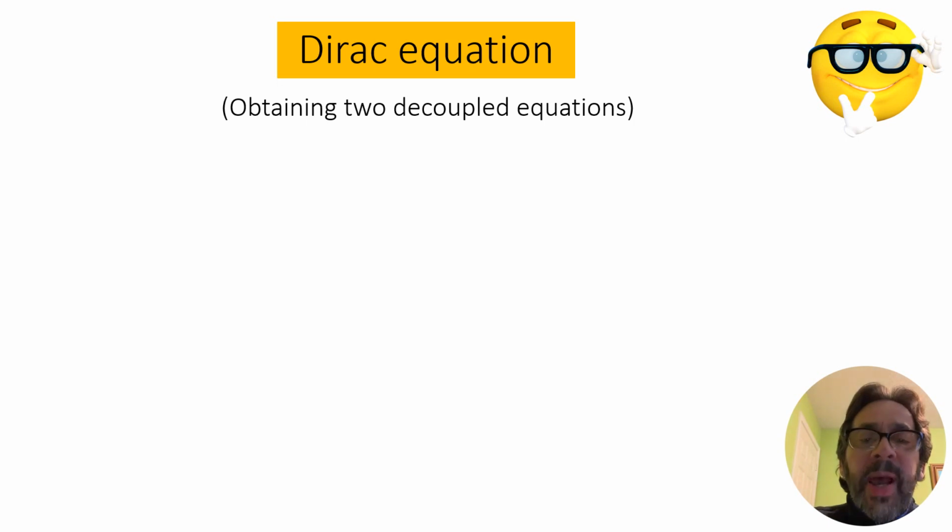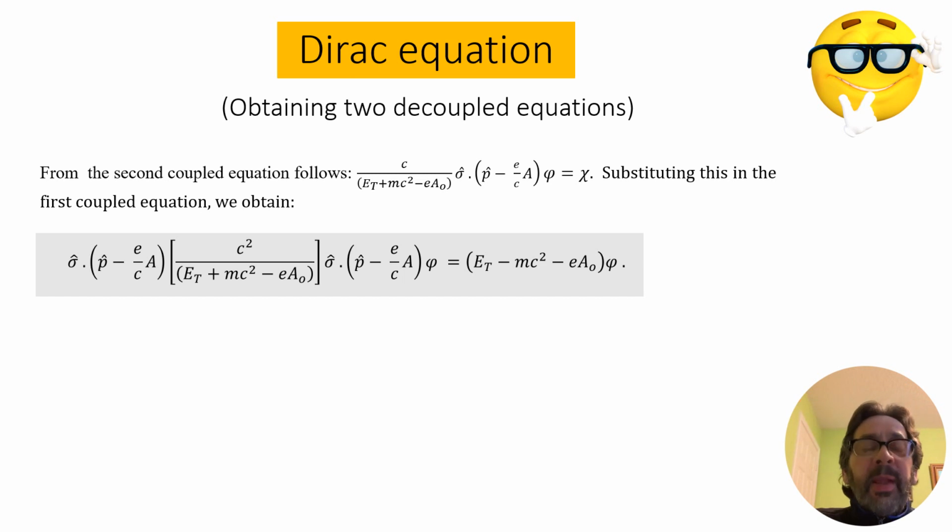Then let's now obtain the decoupled equations from the set of two coupled equations. From the second coupled equation that we showed in the slide before, the following equation follows. Substituting this in the first coupled equation, we obtain the equation below. This is the decoupled equation. With this equation, we can obtain phi, the spinor phi.